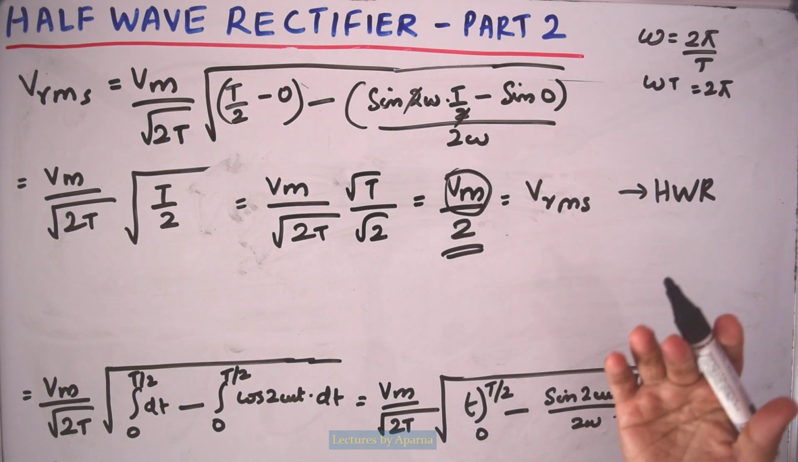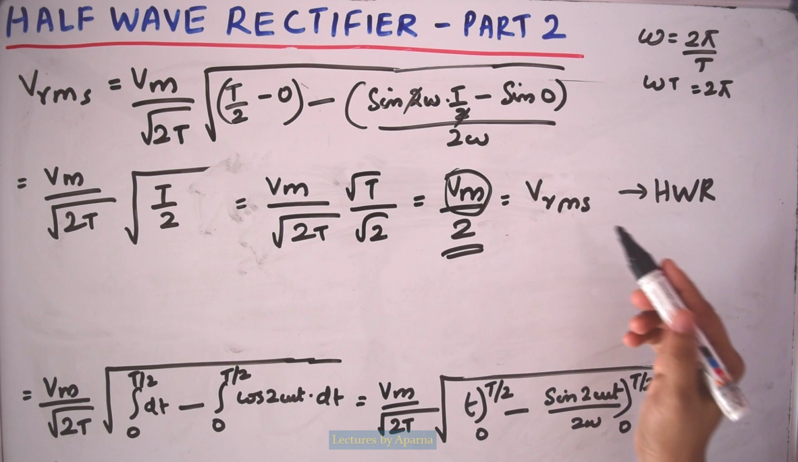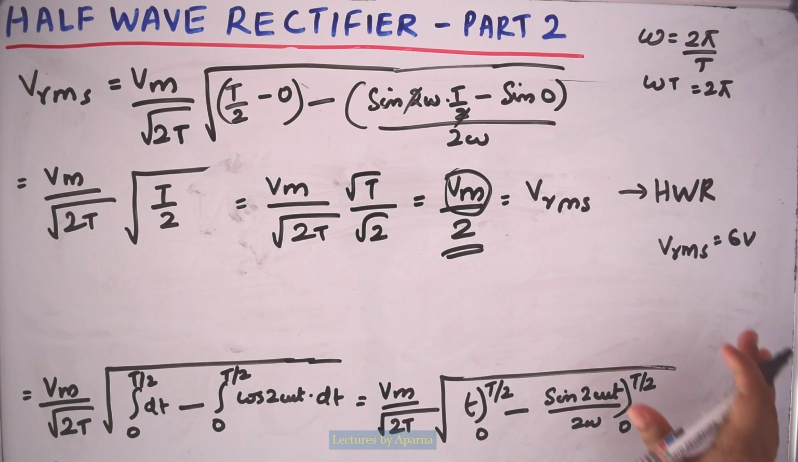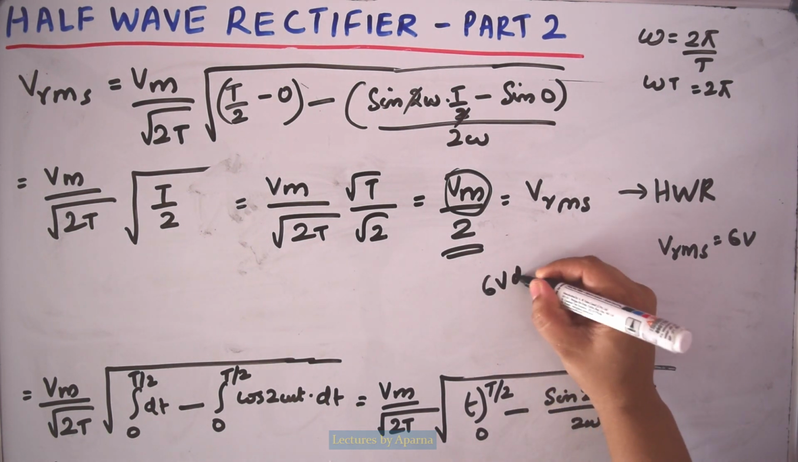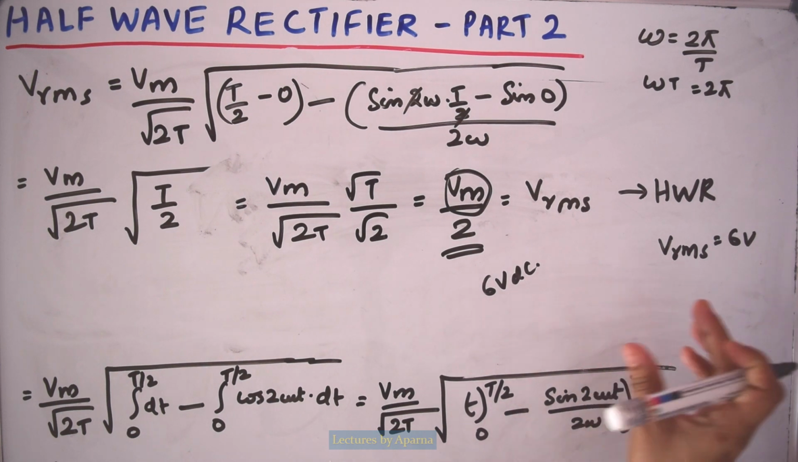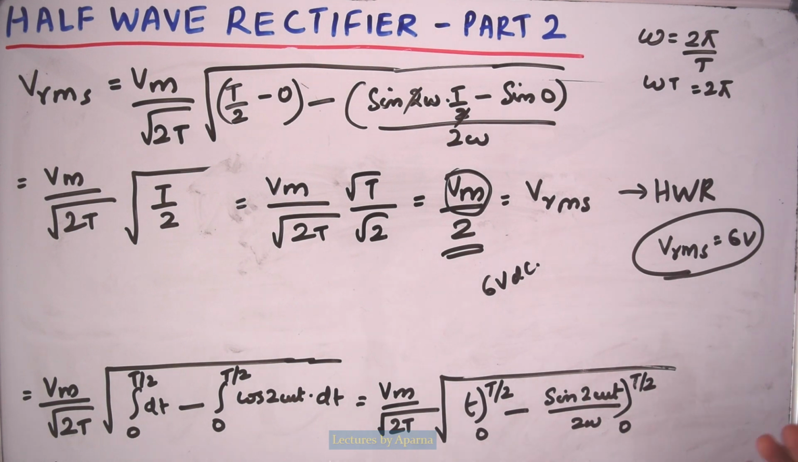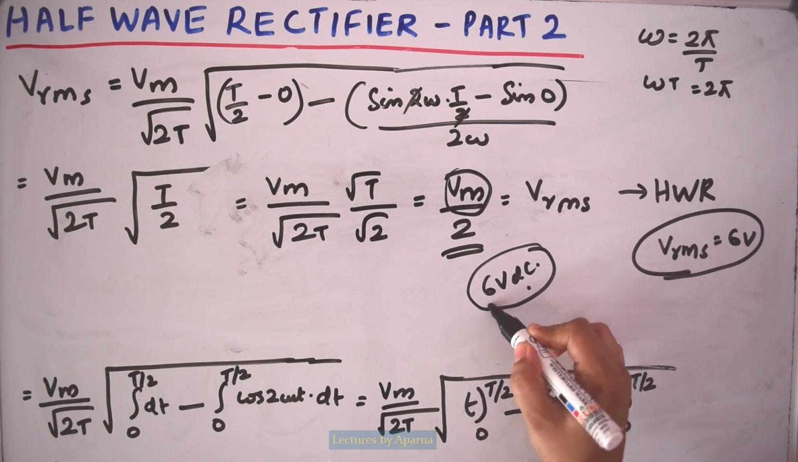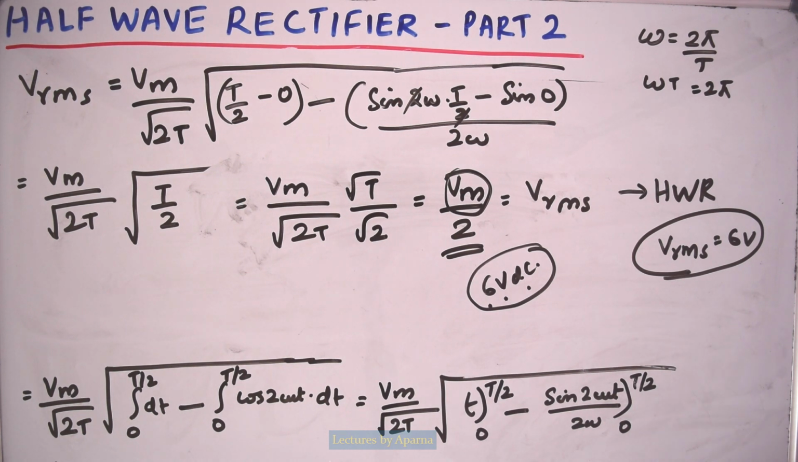Now what is the physical significance of RMS value? See, if you are having an AC signal with RMS value Vrms equal to 6 volt and you are connecting a lamp to it, the lamp will shine with the same brightness as when you connect a 6 volt DC supply to the same lamp. So that is the physical significance of RMS value.